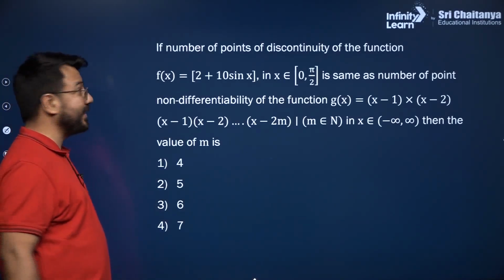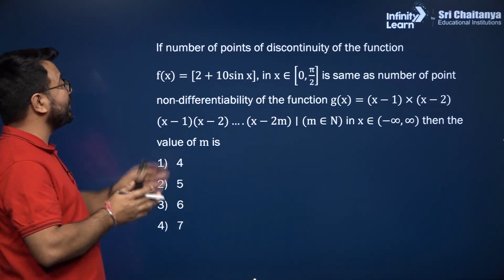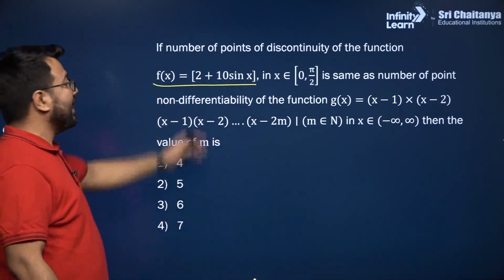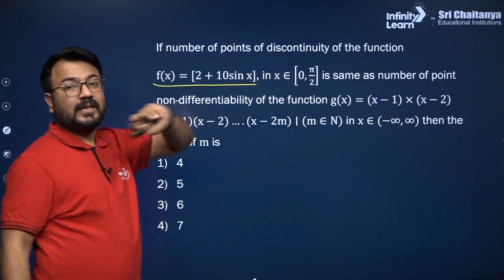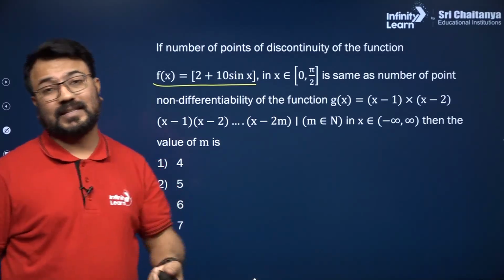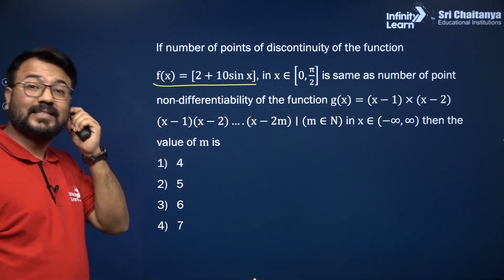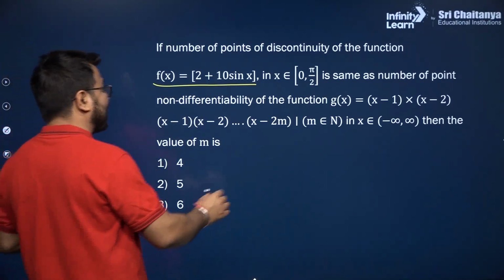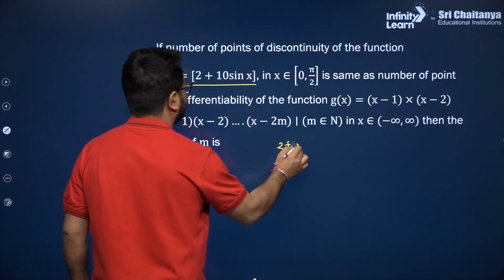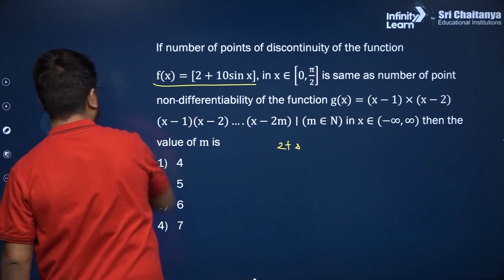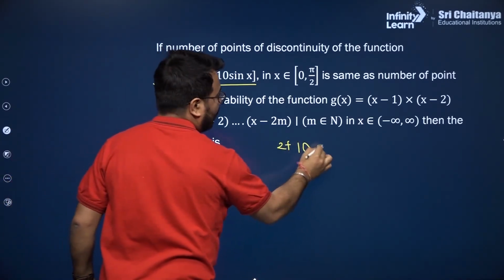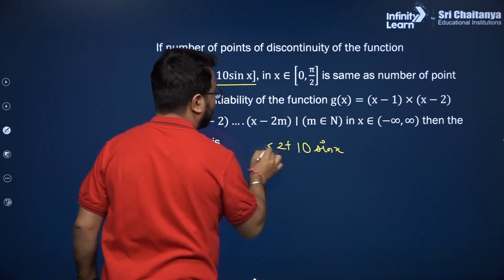Now we are moving to the next question. If the number of points of discontinuity of the given function, which is represented by the greatest integer function, and x is between 0 to 90. Do you know that the greatest integer function is always discontinuous at the points where it is generating an integral value? So 2 plus 10 sin x is given to us. The minimum value of 2 plus 10 sin x I need to work upon.